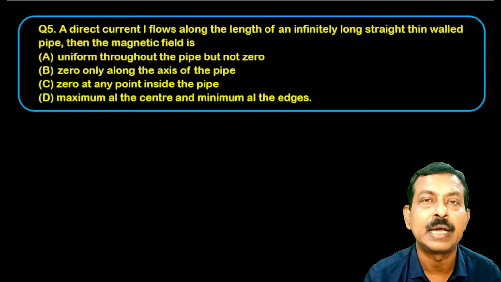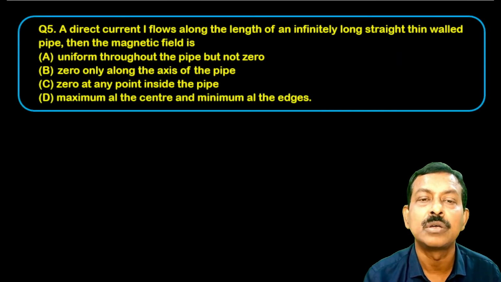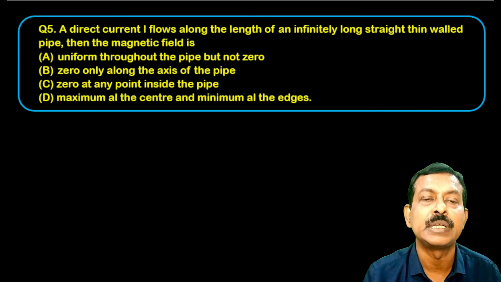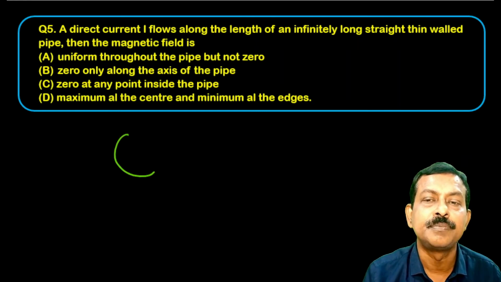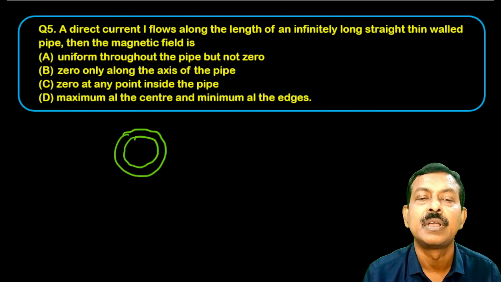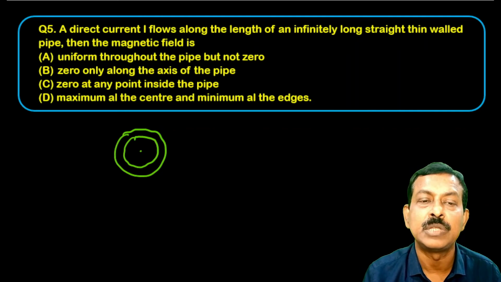A direct current I flows along the length of an infinitely long, straight, thin-walled pipe. Then the magnetic field is. Now, in this particular case, it is a thin-walled conductor. So it is like this, which is carrying current. So that means the current is basically passing through this particular section, this particular part.